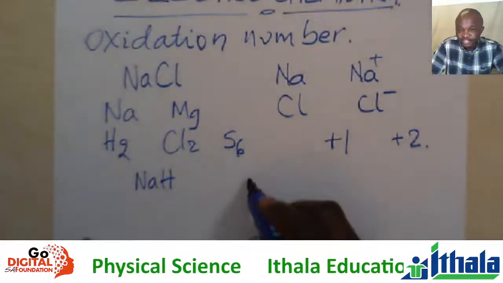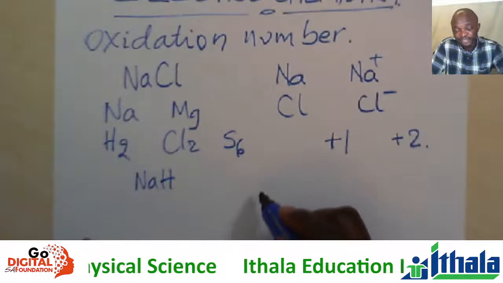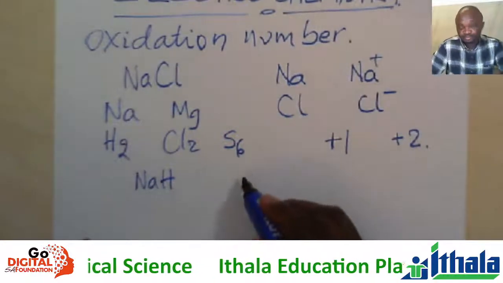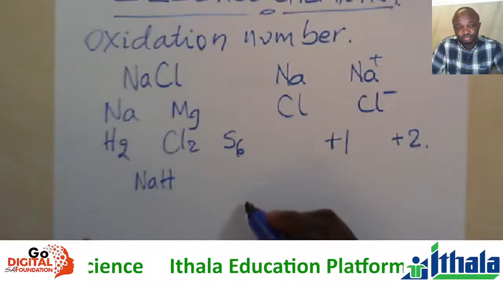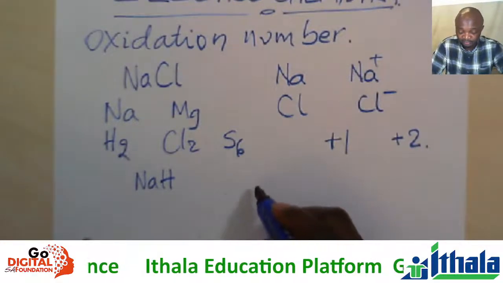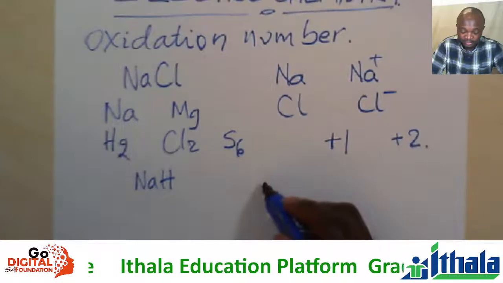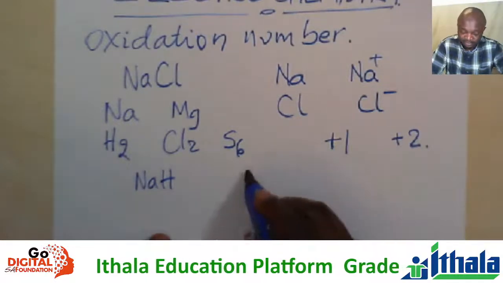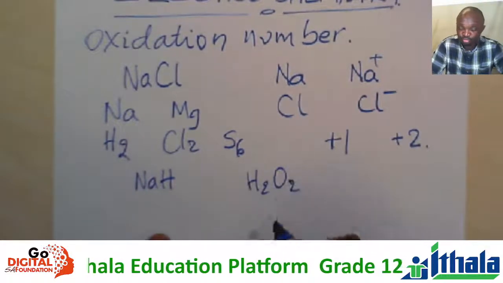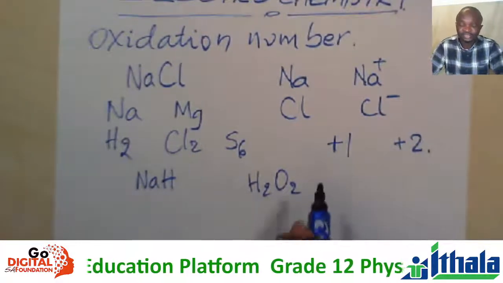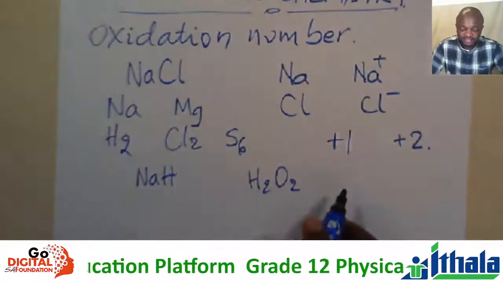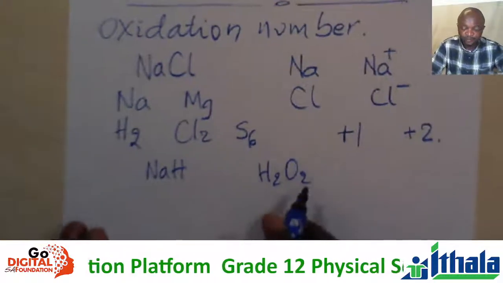Bese kube oxygen. Oxidation number ye-oxygen u-negative 2. The oxidation number oxygen is negative 2. Ibe negative 1 uma kuthi ikwi-peroxide. Peroxide fana no-H2O2 sengaba bani u-negative 1. So those are just few rules.